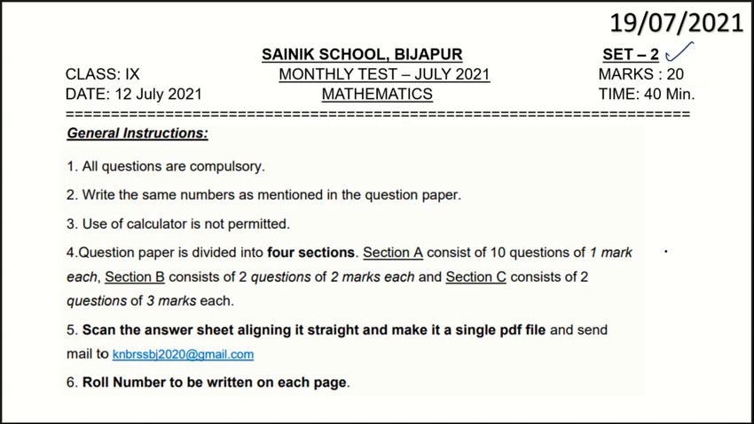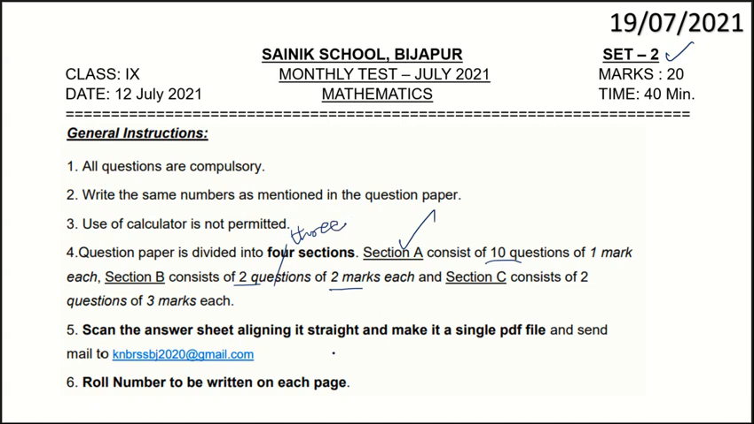These were the general instructions. All questions are compulsory. Write the same number as mentioned in the question paper. Use of calculators is not permitted. The question paper is divided into 4 sections. Section A consists of 1 mark questions of the type MCQ, 10 in number. Section B consists of 2 questions of 2 marks each, and Section C consists of 2 questions of 3 marks each. Here, instead of 4 sections, you are supposed to have only 3 sections.